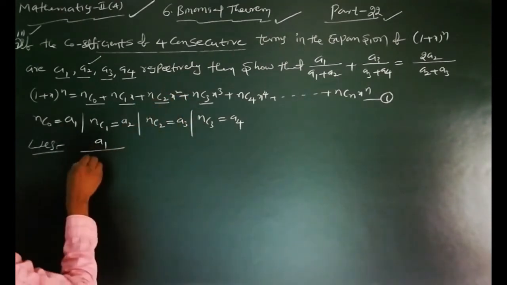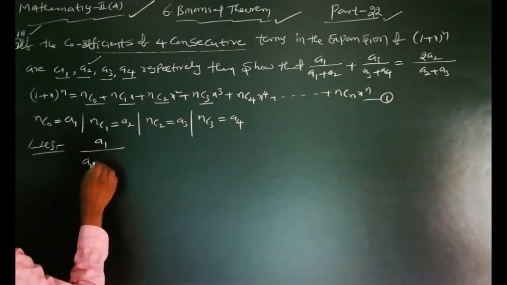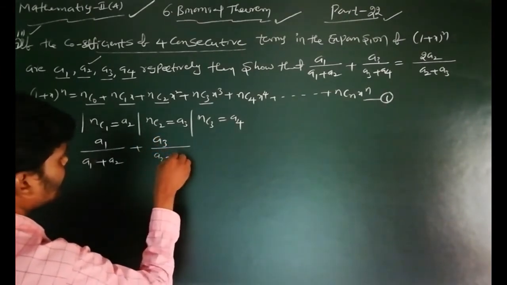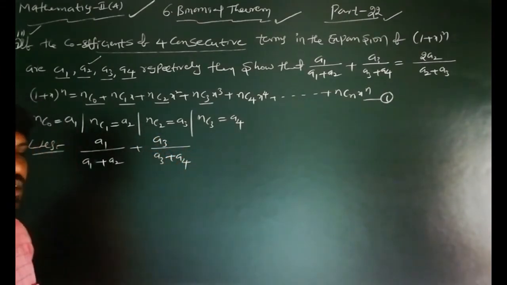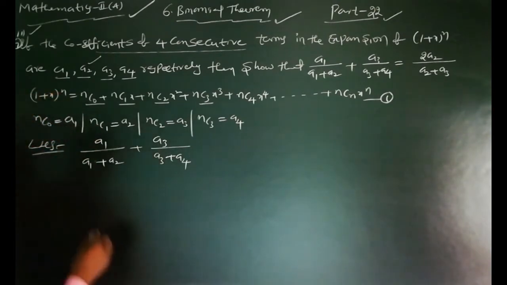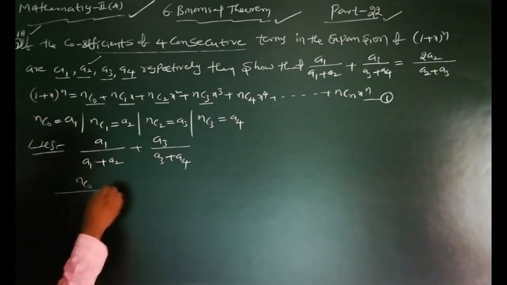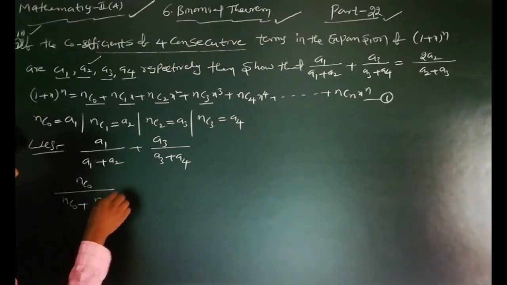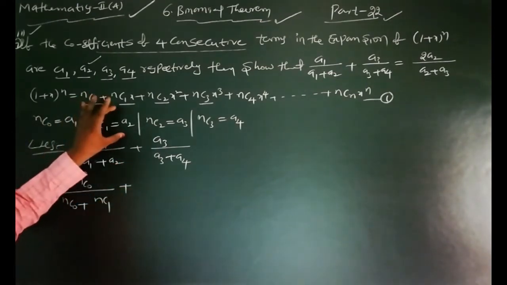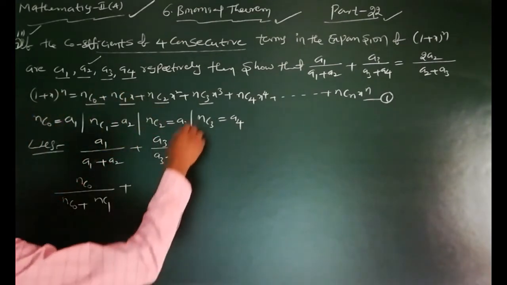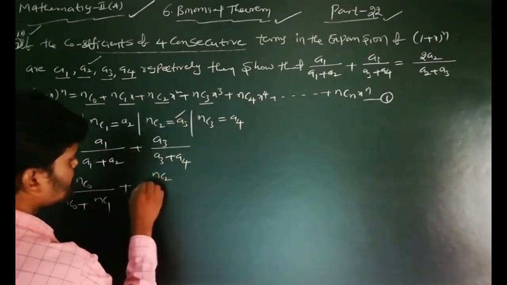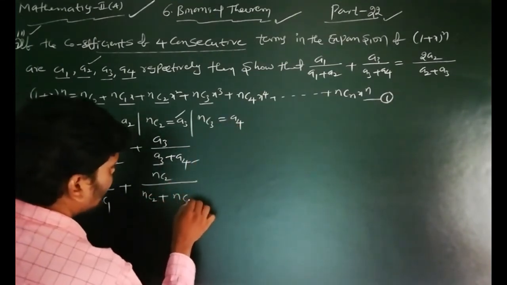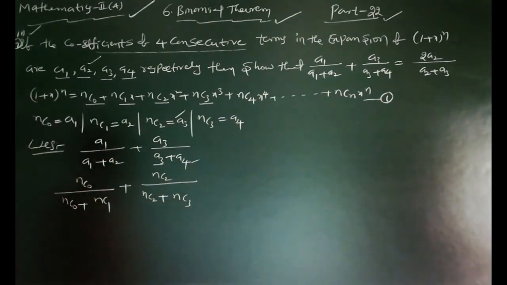The LHS is a1/(a1 plus a2) plus a3/(a3 plus a4). What is the value of a1? The a1 value is nC0, plus the a2 value is nC1, and the a3 value is nC2. The a4 value is nC3.